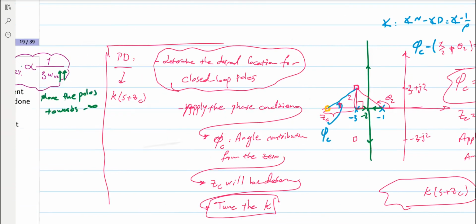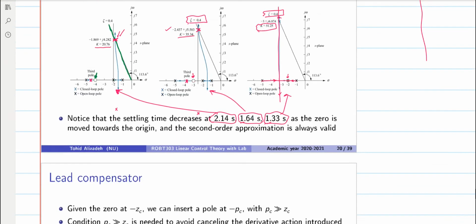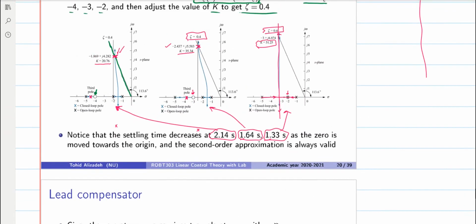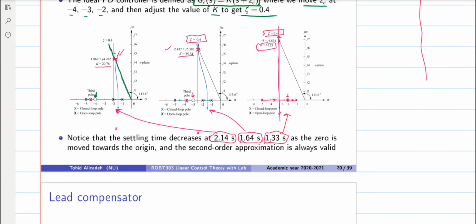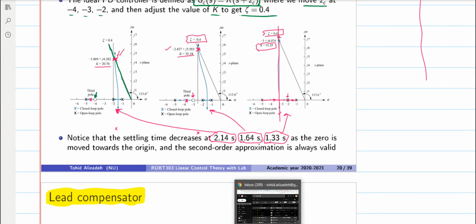But since we know that the PD controller is an ideal controller and we will not use it in practice, in the next video we will see how we can make it more practical by using the lead compensators, which will include the 0 of the controller plus a pole of the controller in order to make it practical. We will discuss that in the next video.